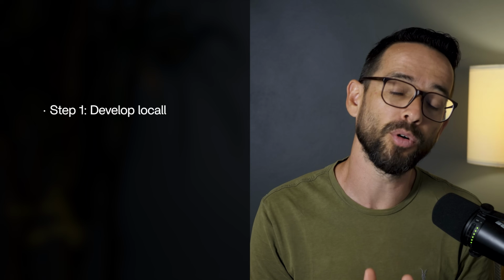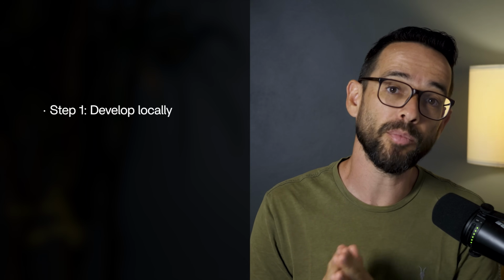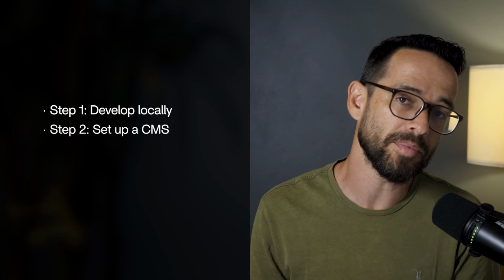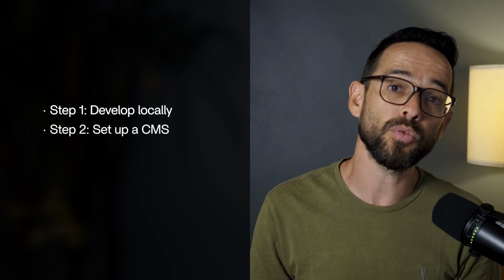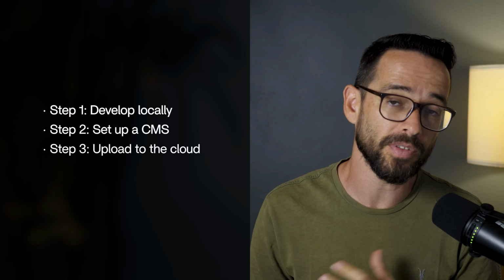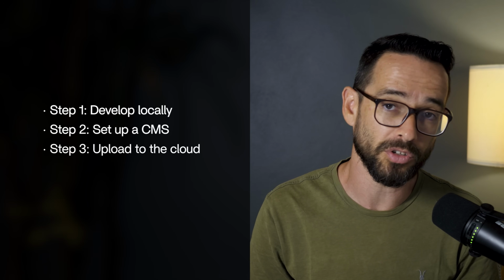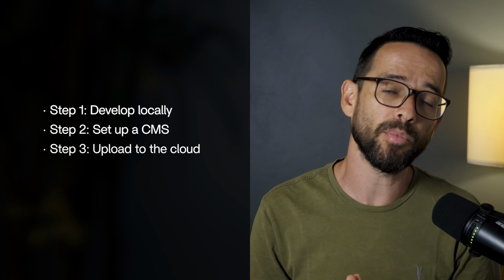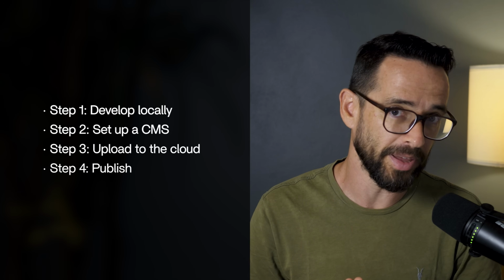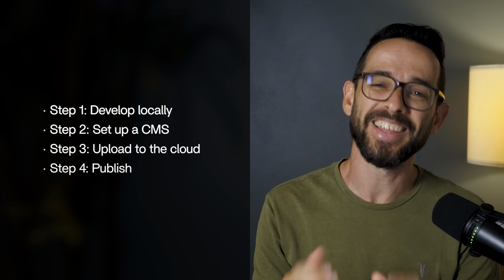Now, the new process looks like this. Step number one is to develop locally on your machine. Step number two is to set up a CMS so that your website can be easily managed. Step three, to upload this to the cloud so that you can create backups. You can always return to a specific version. And step number four, launch publicly on your own domain for free. All right. Let's break this down.